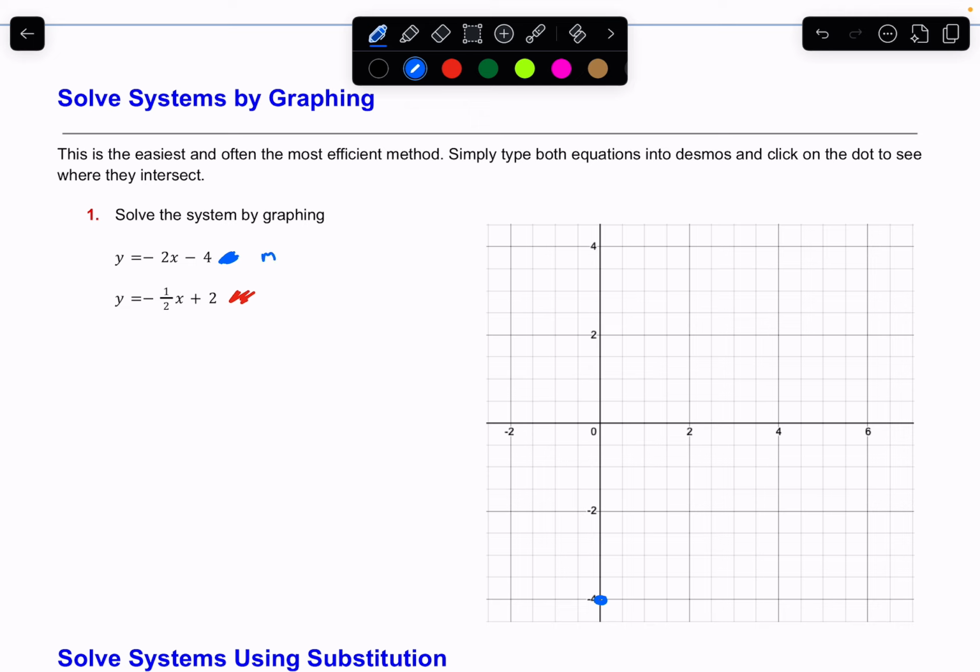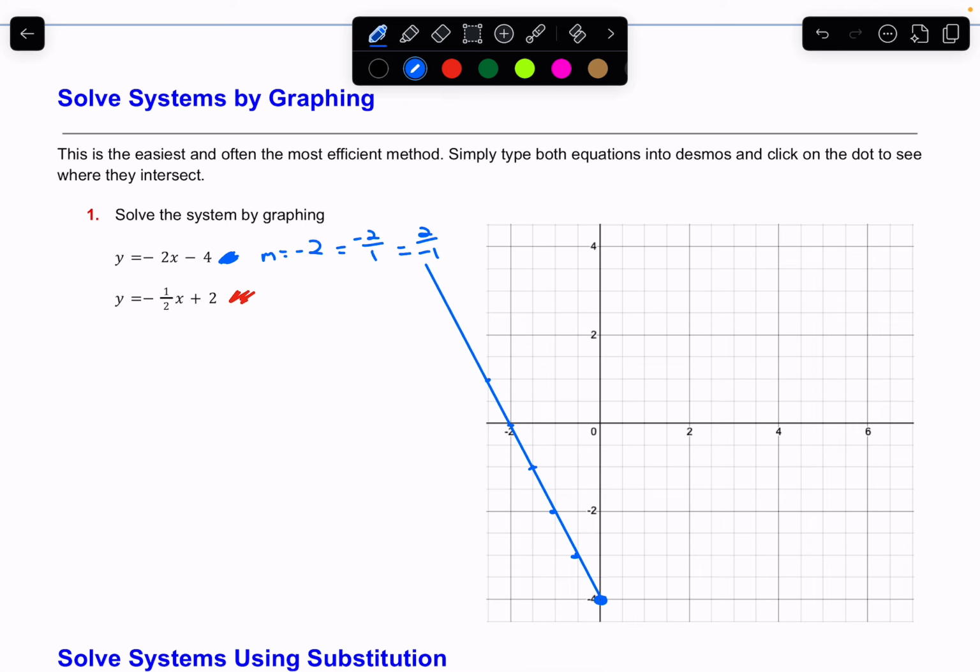So up here, m equals negative 2, which either means negative 2 over 1, or it means 2 over negative 1. So sorry, either down 2, right 1, or up 2, left 1. So because I'm at the bottom of my graph, I'm going to go up 2, left 1, up 2, left 1, up 2, left 1. You just keep doing this until you run out of space. Then I can go ahead and draw a line through all my dots.